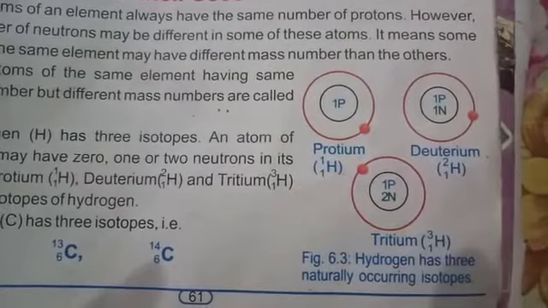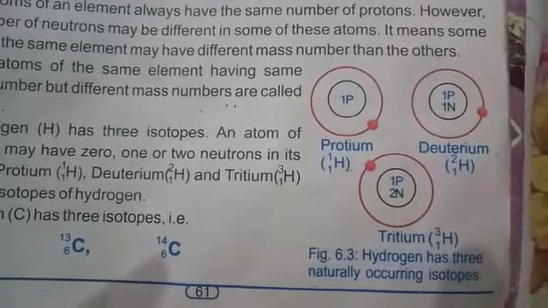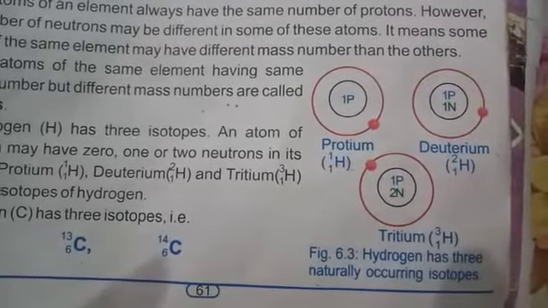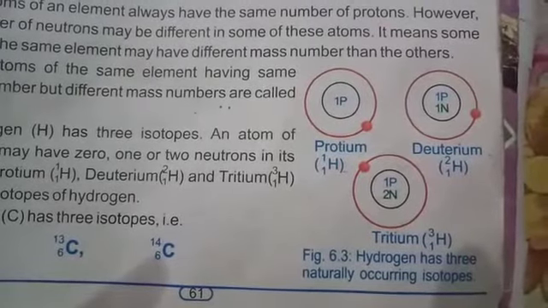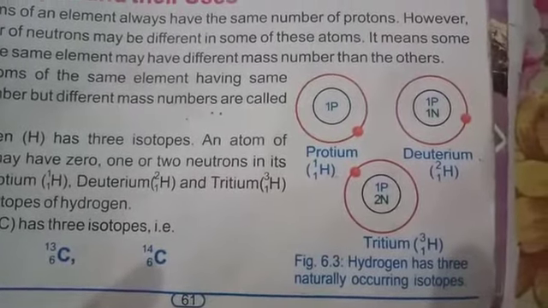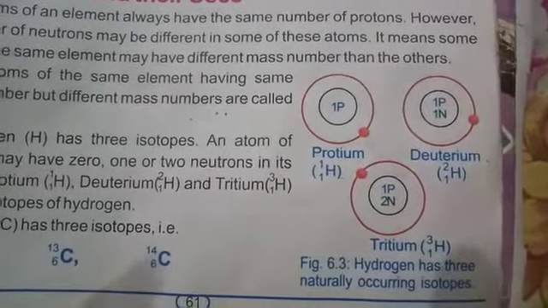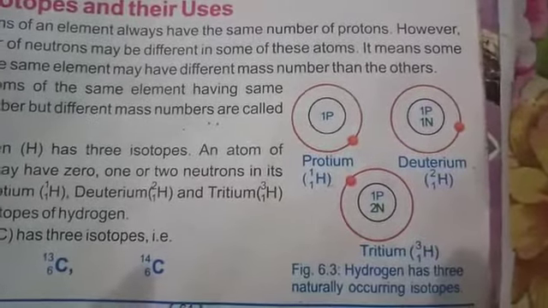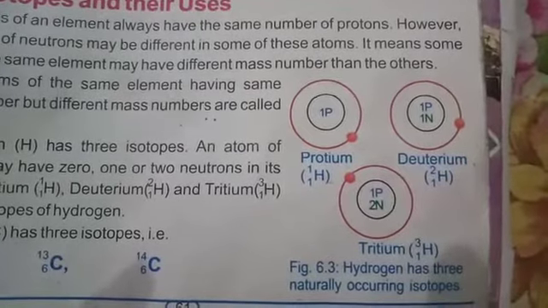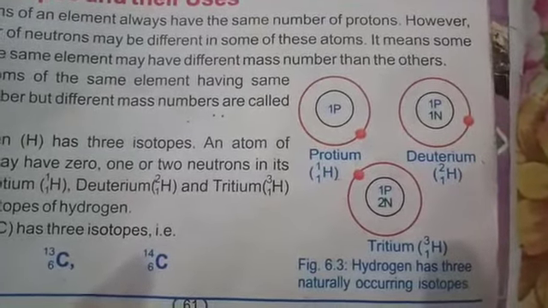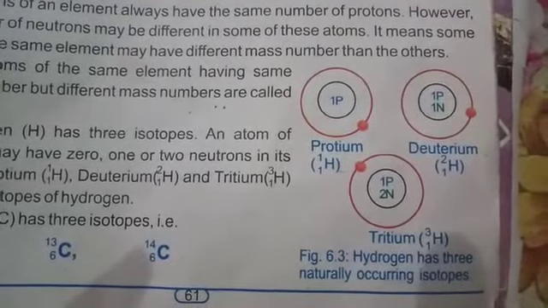while the number of neutrons may be different. The first one, protium, hydrogen-1, has no neutron in it, so its mass number is also 1. Deuterium has 1 neutron in its nucleus, so its mass number is 2. Tritium has 2 neutrons in its nucleus, so it has mass number 3, by adding 2 neutrons and 1 proton. So all these atoms belong to the hydrogen element, while they have different mass numbers.